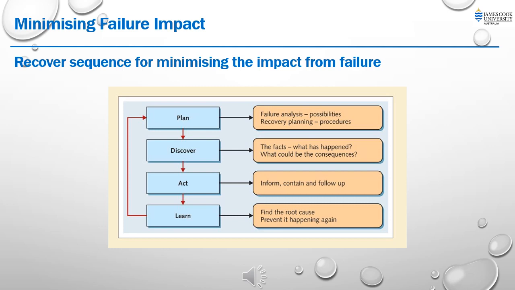The second step is discover. Monitor the operations to detect failure as soon as possible. This can be done through automated monitoring tools, manual inspections, or a combination of both. The third step is act. Once a failure is detected, take immediate action to mitigate the impact. This may involve isolating the affected system, deploying backup systems, or implementing workarounds.